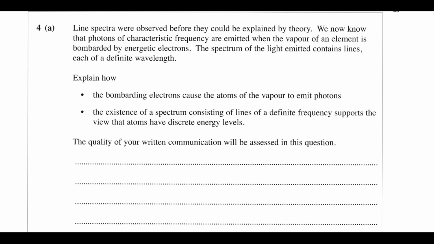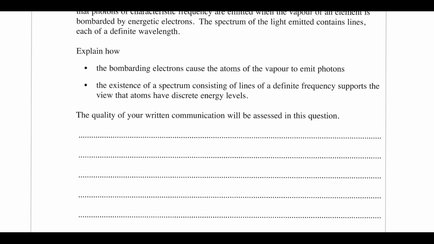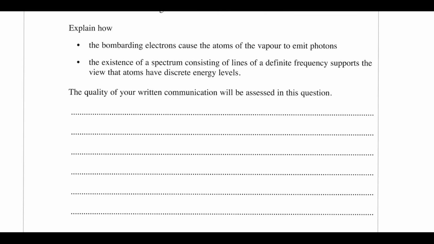Line spectra were observed before they could be explained by theory. We now know that photons of a characteristic frequency are emitted when the vapor of an element is bombarded by energetic electrons. The spectrum of the light contains lines of a definite wavelength. Explain how the bombarding electrons cause atoms of the vapor to emit photons. The existence of a spectrum consisting of lines of a definite frequency supports the view that atoms have discrete energy levels. So let's address this first part to start with.